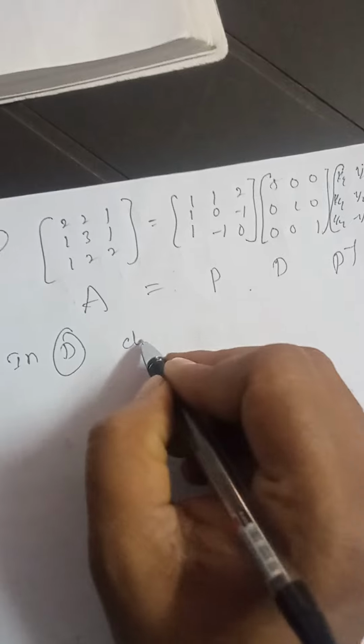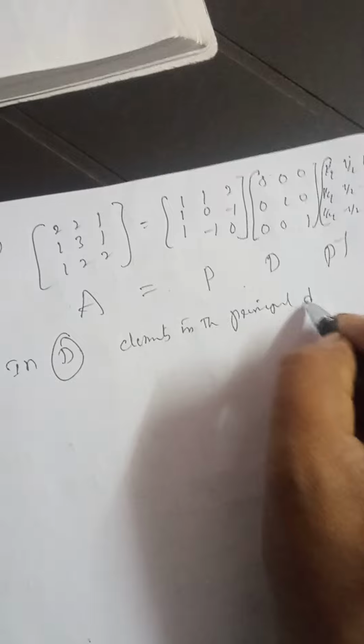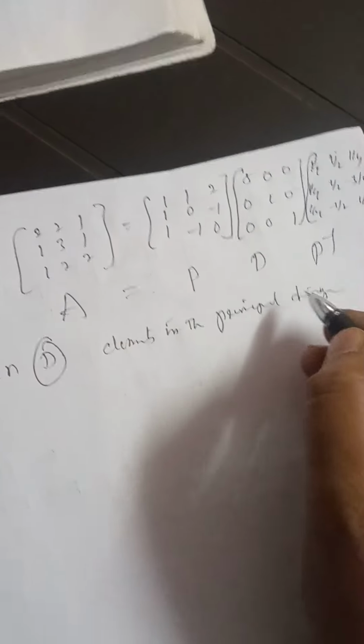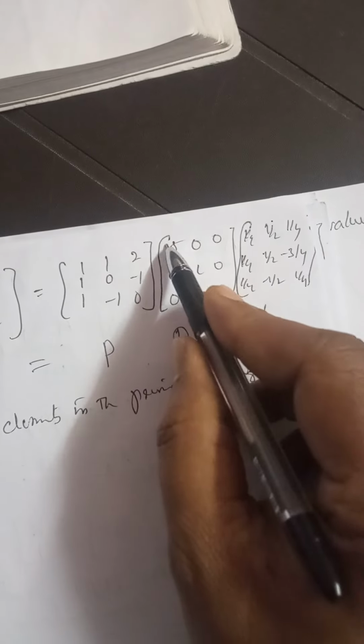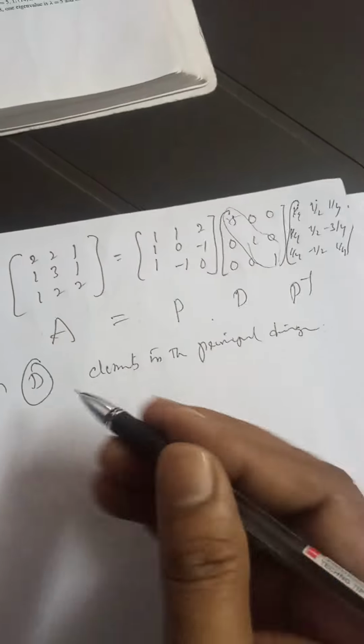See, here this matrix is A, which can be written as PDP inverse, right? Now we need to find, first of all, the eigenvalues. Eigenvalues are nothing but the elements in the principal diagonal of the diagonal matrix D. What are the eigenvalues here? These principal diagonal elements are the eigenvalues in D, right?